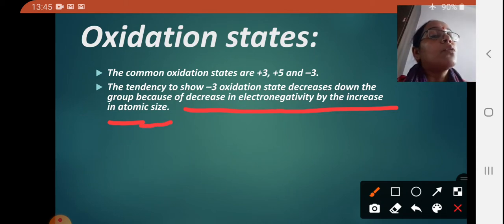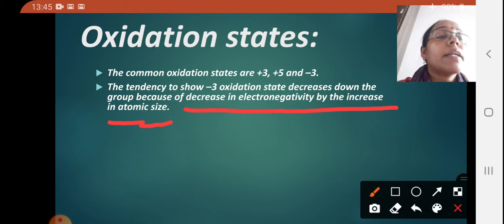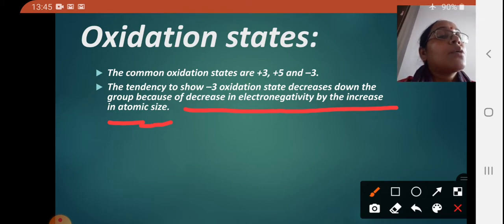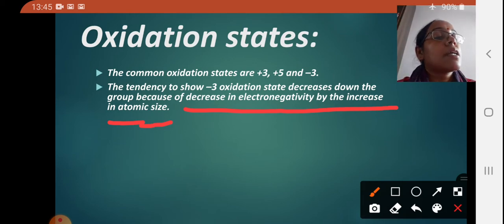As you move from top to bottom in group 15, you will find that there is increase in the atomic size. Why? Because the atomic number increases, so the number of electrons increases, so the number of shells increases, and as the number of shells increases, there is increase in their atomic size. And now due to increase in their atomic size, what happens? The electronegativity of the elements decreases.